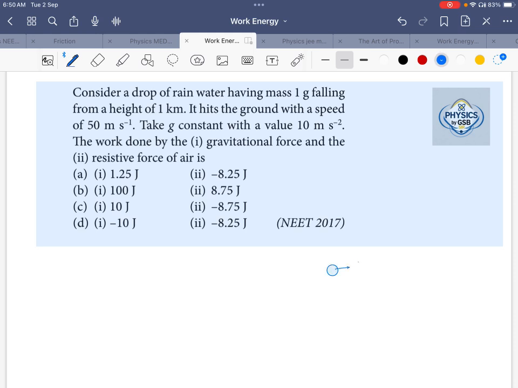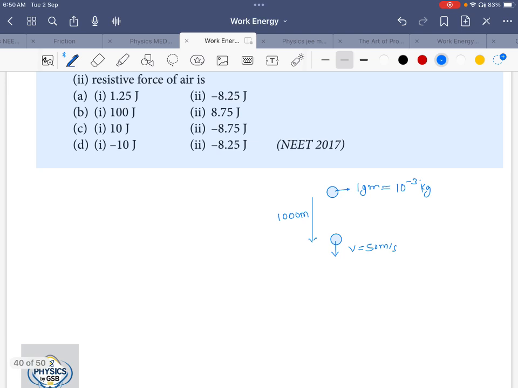So this is your raindrop. I can assume it to be of mass 1 gram, which is equal to 10 to the power minus 3 kg, and it is falling through a height of 1 kilometer, that is 1000 meters. And before hitting the ground, its velocity is given to be 50 meter per second. So this is the question. And now we have to find work done by gravity and work done by resistive force.